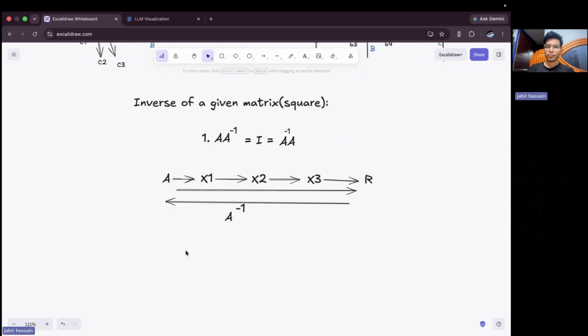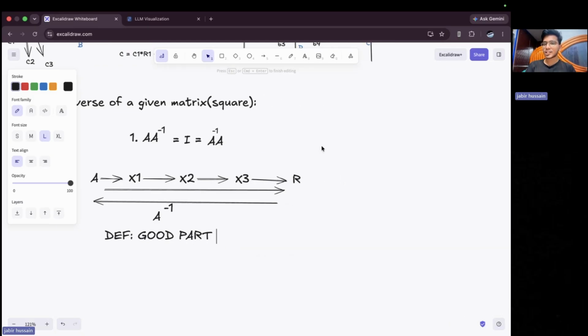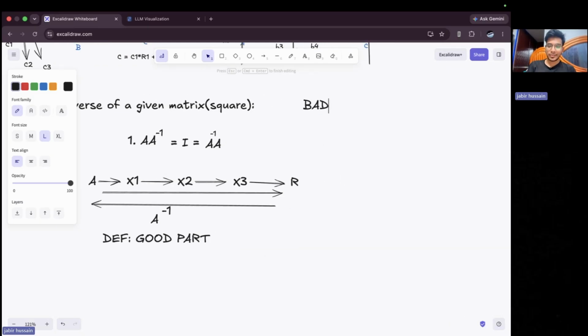Okay, now how can we find the inverse? We have talked about the definition, and this definition is the good part, if the inverse exists. But what if the inverse doesn't exist, or how can you tell that for the given matrix there is no inverse? Let's talk about the bad condition as well. What is the bad condition?